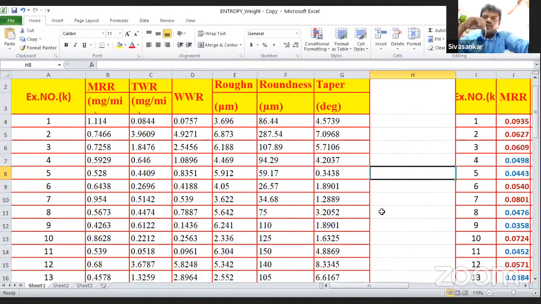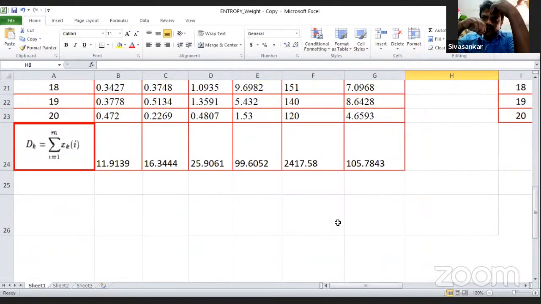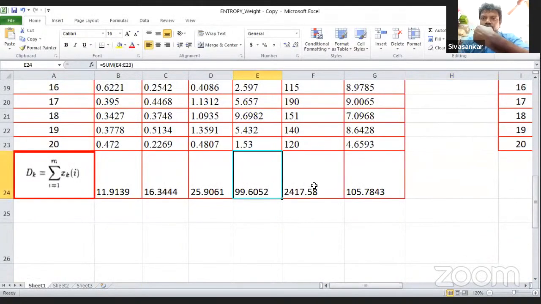If you look at the first tabulation, it is simply the responses of what we observed. Now you see the formula, that is dk is equal to the summation of xk. There are 20 x values for MRR. All these 20 values should be added. It gives the value of dk. Similarly, we can calculate the dk value for TWR, the dk value for weight wear ratio, the dk value for roughness, the dk value for roundness, and the dk value for taper angle. So that we now have 6 dks.